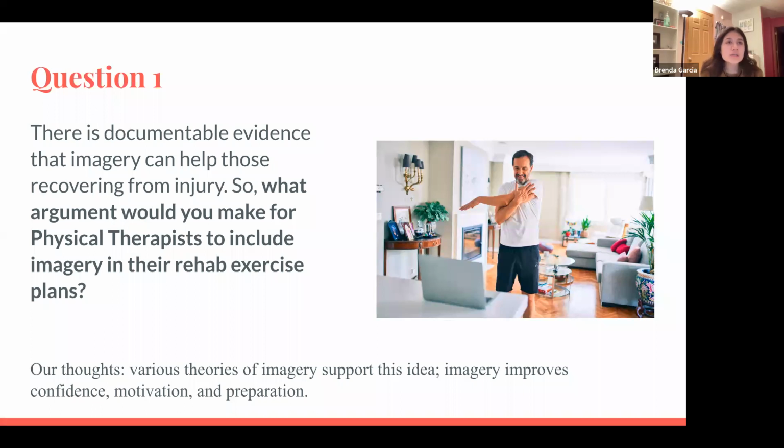So there is documentable evidence that imagery can help those recovering from injury. So our first question is, what argument would you make for physical therapists to include imagery in their rehab exercise plans? We were thinking of the various theories of imagery that support this idea. For example, it helps athletes speed the recovery of the injured area, keep skills from deteriorating. And then we were also thinking that imagery improves confidence, motivation, and preparation, which will help the patient improve psychologically, which in turn helps them with their exercises and performance levels.